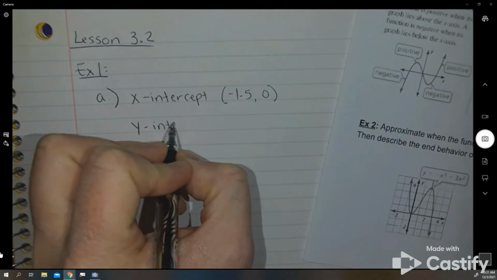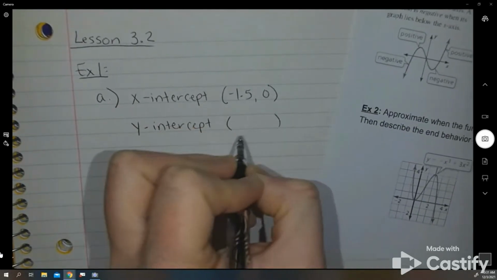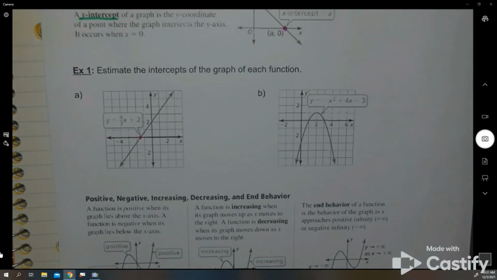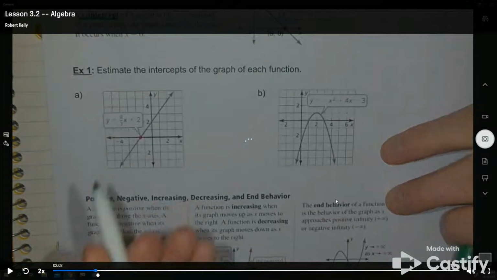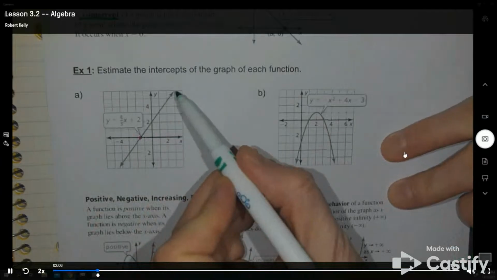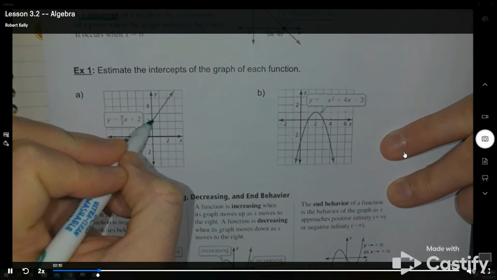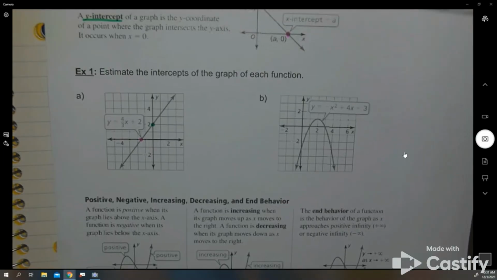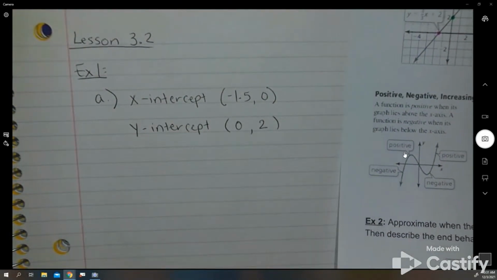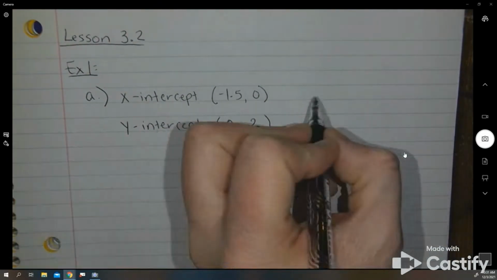For the y-intercept, we're still going to have a coordinate point. But if I go back over here, the y-intercept, it looks like this line here is touching the y-axis right there. And that looks like the point going side to side 0 and up 2. So that would be the point (0, 2) for my y-intercept. And we also have a second graph to look at.